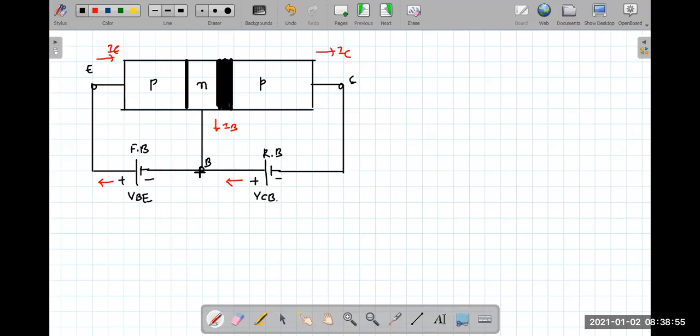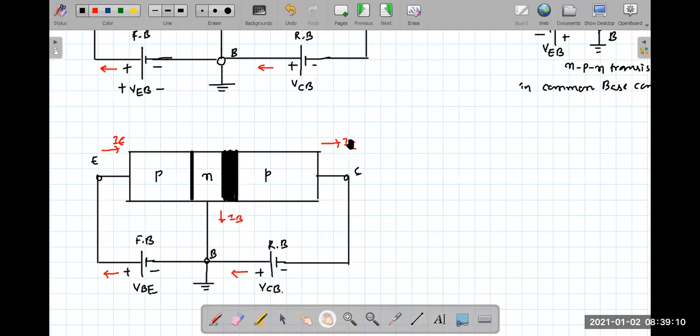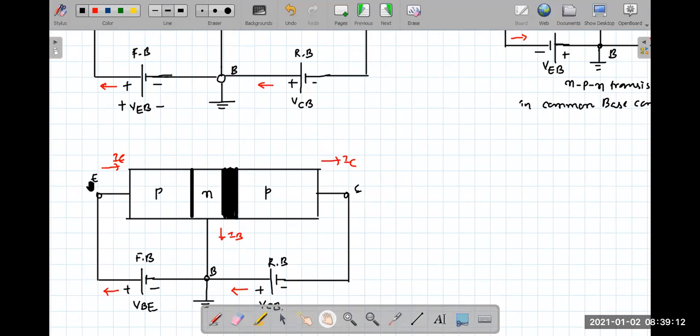In either case, base is common. Now look here, it's as if to this device you are feeding some current through the emitter terminal. Is that right? You're feeding some current through the emitter terminal and you're extracting current from the collector terminal.